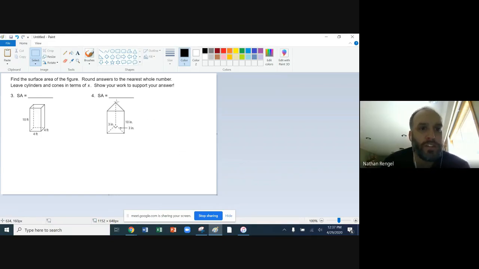So we have: find the surface area of the figure, round your answers to the nearest whole number. If it's a cylinder or cone, leave it in terms of pi, show your work, and support your answer. So we are going to do number 4.